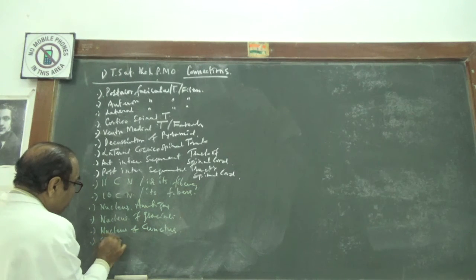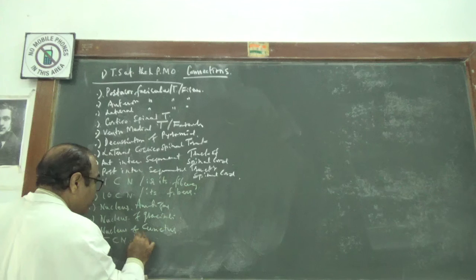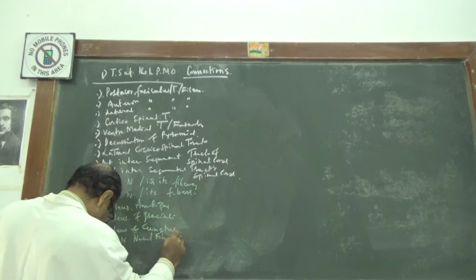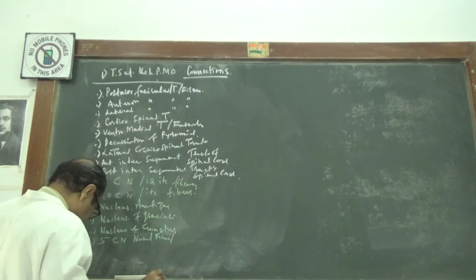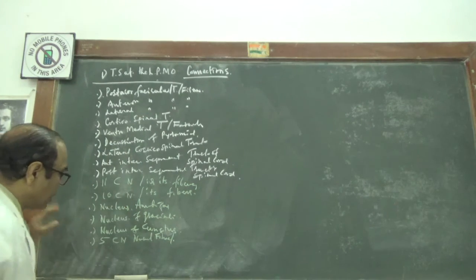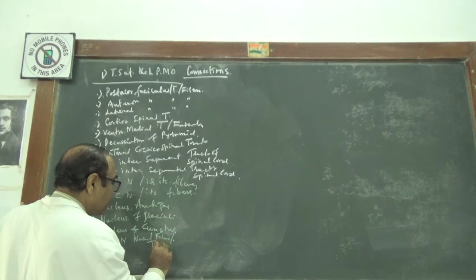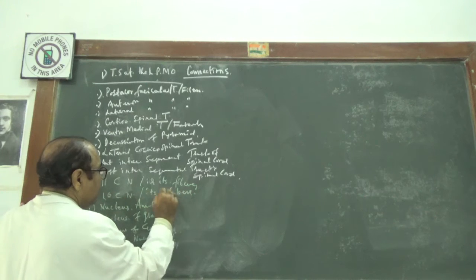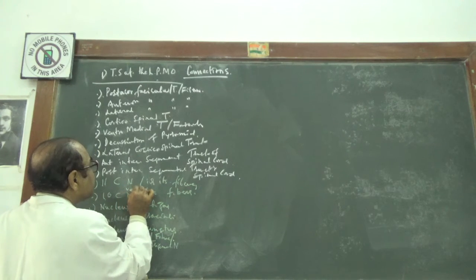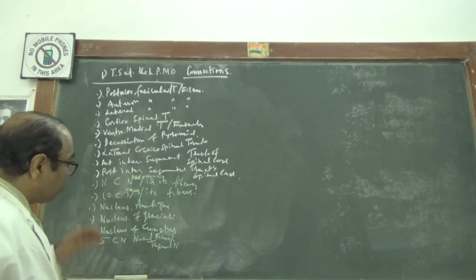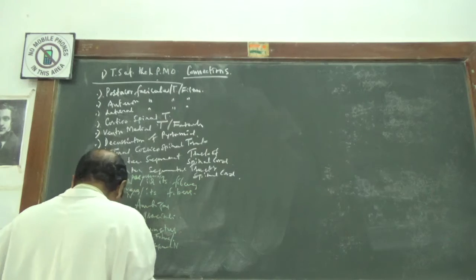Then you will be having a fifth cranial nerve nucleus and its fibers, especially here. That is what is called the trigeminal nerve. Tenth is the vagus nerve. 11th is the accessory nerve. So these are the things we are going to get at this point.